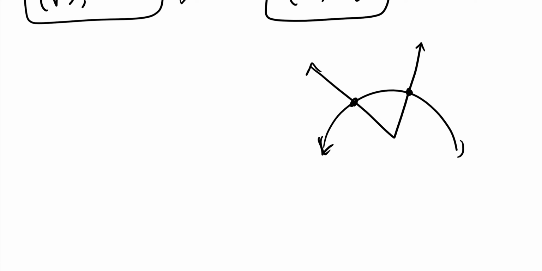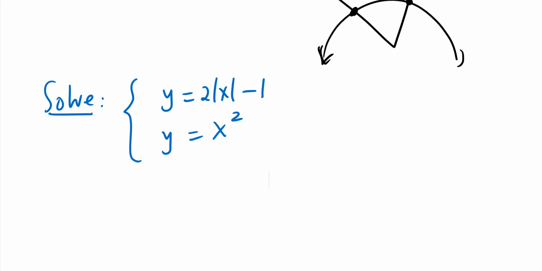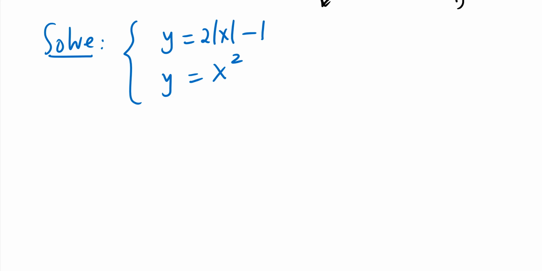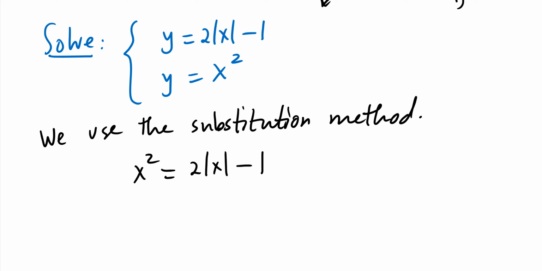Let's look at another one similar to this. Solve y equals 2 absolute value of x minus 1 and y equals x squared. So how do we solve equations in this form? Well, let's see. Substitution is the easiest. We use the substitution method. So we set y equals y. So this means x squared equals 2 absolute value of x minus 1.